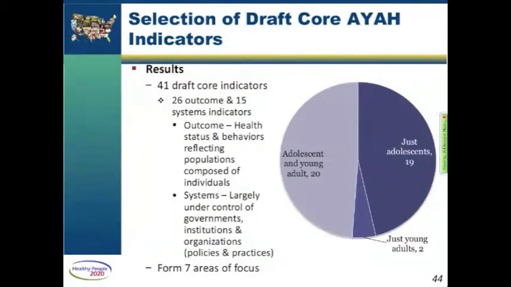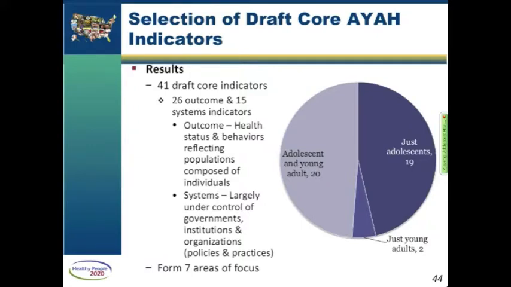So in summary, we selected 41 draft core indicators from across all of Healthy People 2020. They include 26 outcome and 15 systems indicators. And remember that outcome indicators represent health status and behaviors reflecting populations composed of individuals. In contrast, systems indicators are largely under the control of governments, institutions, and organizations through their policies and practices.